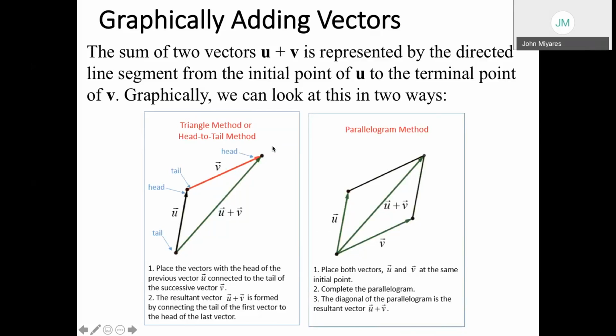We also have what's referred to as the parallelogram method, where we place both vectors that are being added at the same initial point. And typically, if the vectors are in standard position, that point is going to be the origin. We're going to use those two vectors to form two adjacent sides of a parallelogram and then make a copy of those vectors to form the remaining two sides of that parallelogram. The diagonal of the parallelogram that has its initial point at the same location as the other two vectors will be the sum of those two desired vectors.